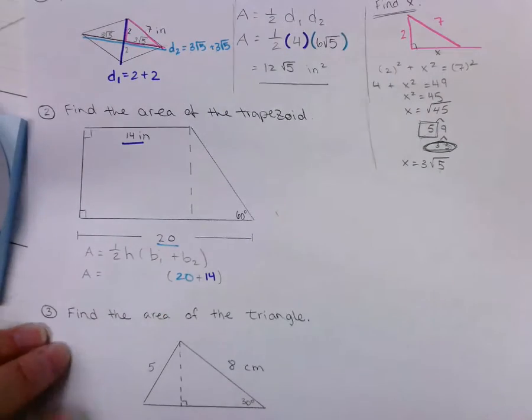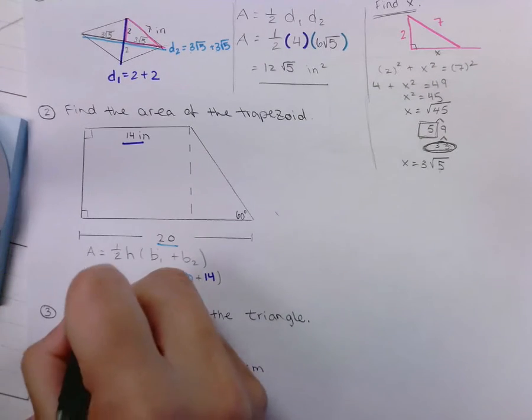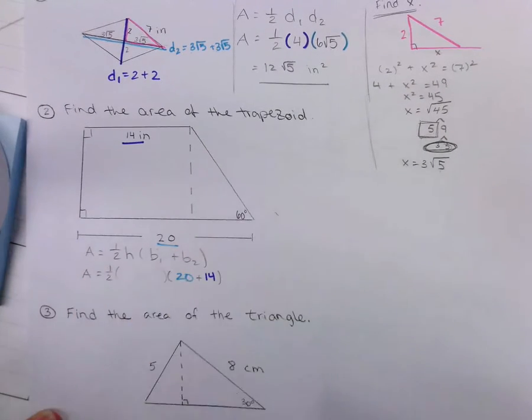So the bases are the two pieces that are parallel to each other, the flat sides essentially. So base 1 is 20, base 2 is 14, or you could flip them around, it doesn't matter. It's not going to make a difference. So we're just filling in what we know. We don't know the height. So that's what we're going to find.